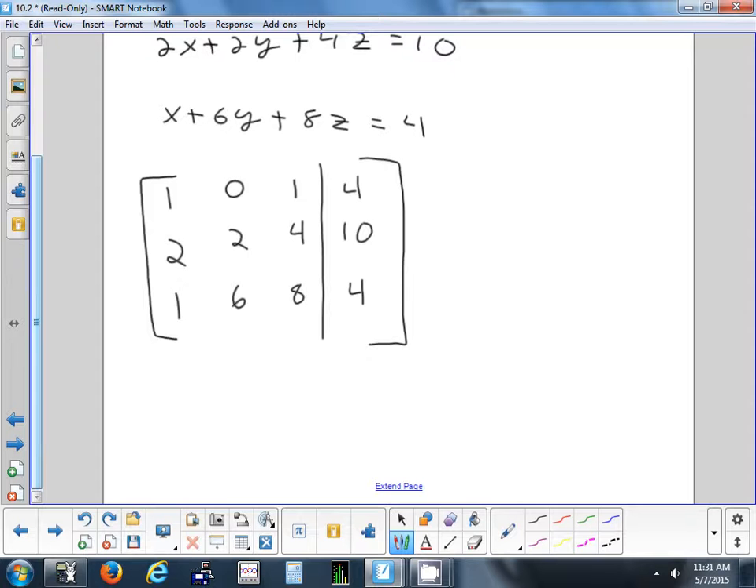What can I multiply the first equation by and then add it to the second to make that a 0? -2. Yeah, we're going to multiply everything here by -2 and add it to the second row. So -2 times the first, added to the second. That's going to become my new second row.